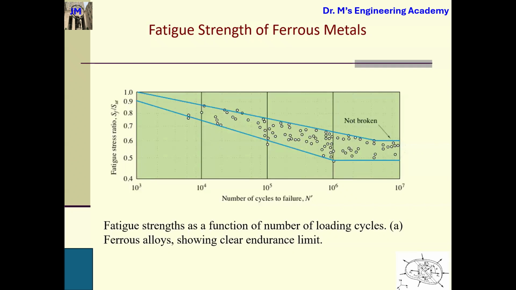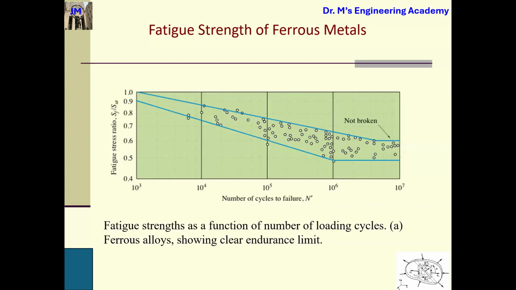So you can see, right? To be conservative, we just use this curve. We just use this boundary. We have two boundary lines, and to be conservative, we just use the lower boundary line, and you can see there's a horizontal line here, okay? Here is the 10 power 6, 1 million cycles.